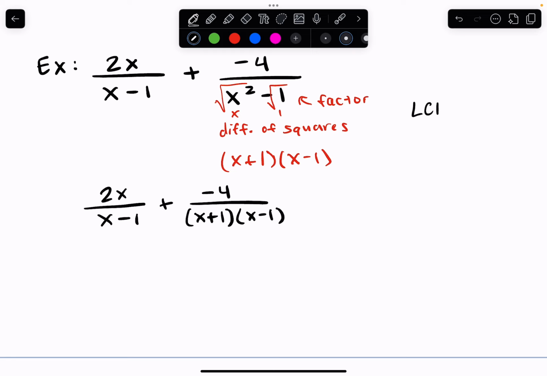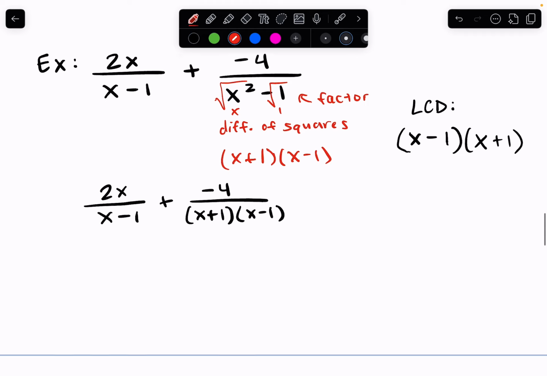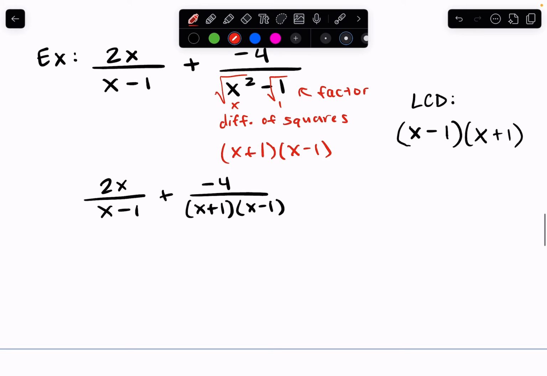And so LCD here, when you're dealing with expressions, you want to find the one that they have in common first. So what do they have in common? They have an x minus 1. All right. And so what they're missing, sorry, on my pen, what they're missing is that x plus 1. And so that is your least common denominator. And so now we're going to go ahead and do step 2 where you rewrite your expressions.